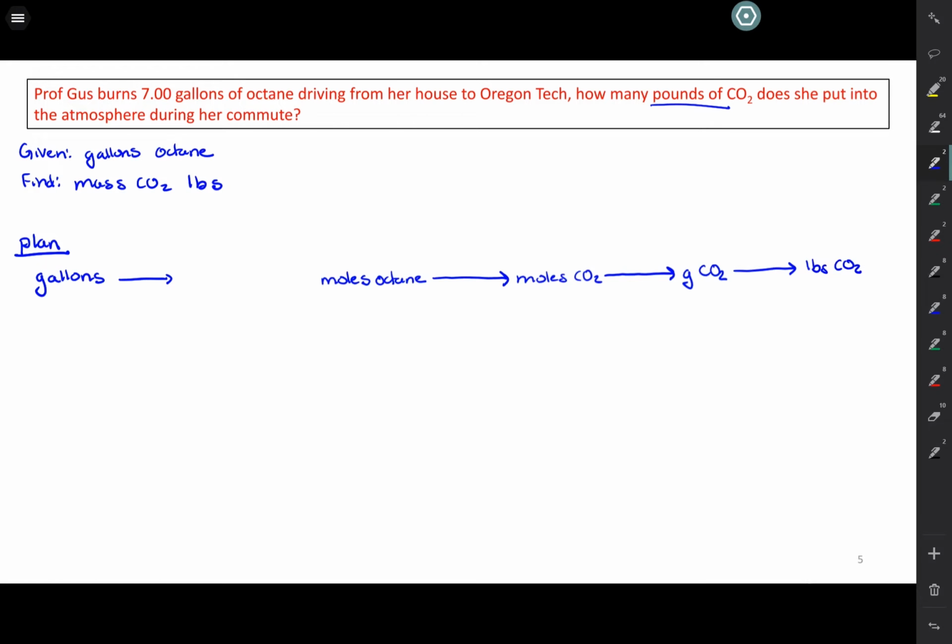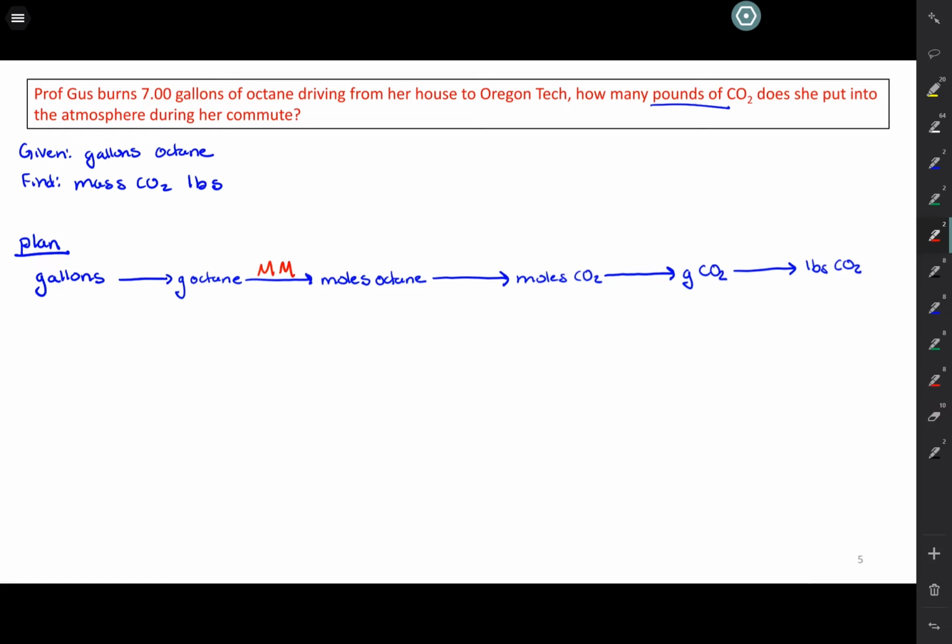Going from gallons to moles is a little bit more challenging, and let's talk about how we would do that step. Well, we know if we can get to grams of octane, we can get to moles using the molar mass. So if we got to grams of octane, we could use the molar mass, and I'll use a different color here.